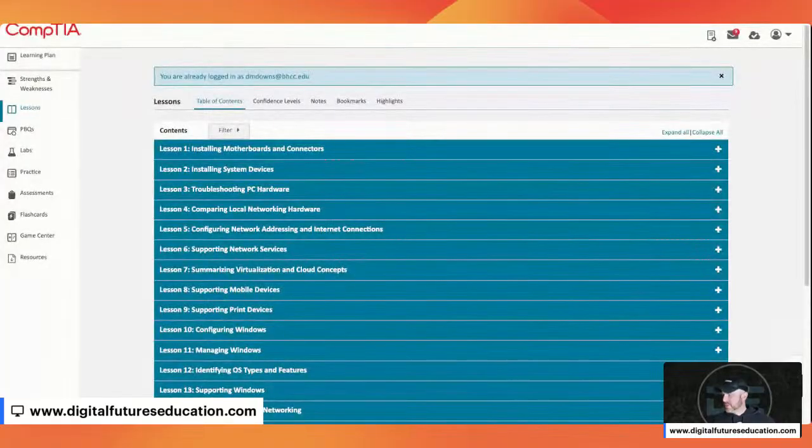So what you see here is essentially the breakdown of lessons. We have Lesson 1, Lesson 2, 3, 4, 5, 6. 1 through 10 is essentially the Core 1, with Lesson 1 being installing motherboards and connectors, followed by installing system devices. What we're going to do is focus solely on installing motherboards and connectors. So let's go ahead and take a look.